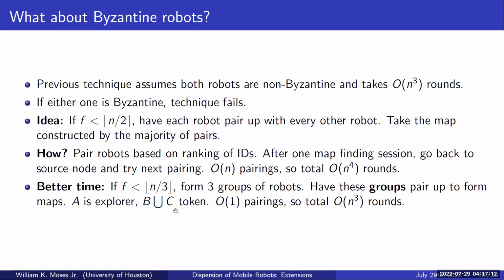In other words, if you just construct the map 3 times, where A, B, and C, you alternate them, so then B, A, C, and C, A, B, 2 of them will produce a good map, 1 of them might produce a bad map. So in 3 pairings, you can find a good map. So totally O of n cubed rounds are used.